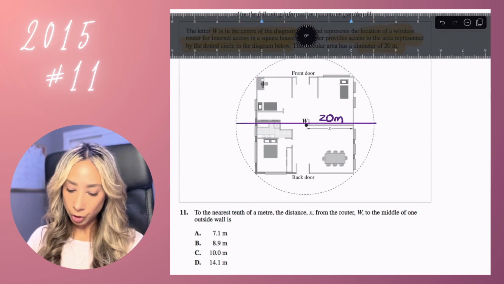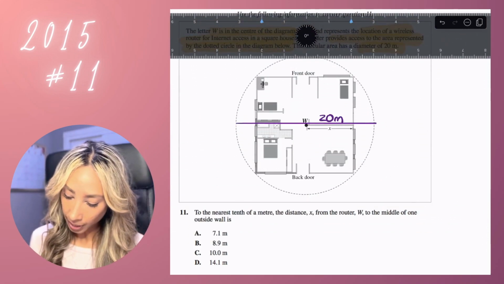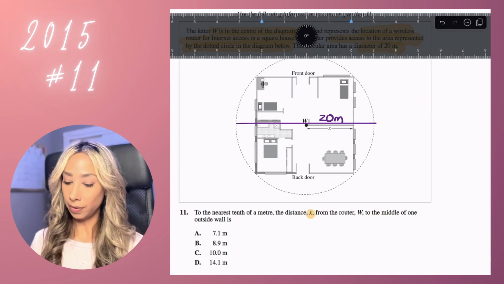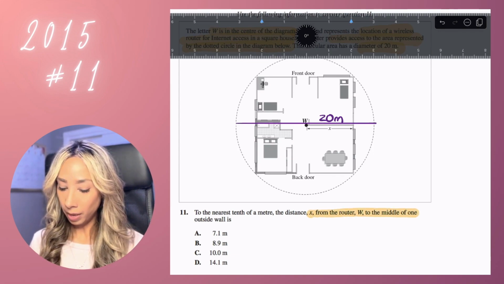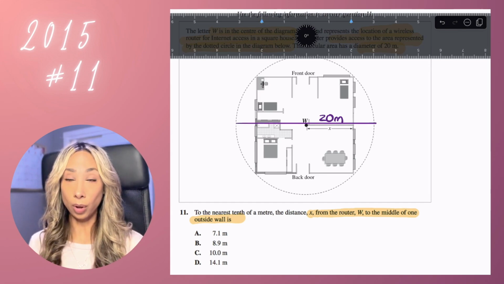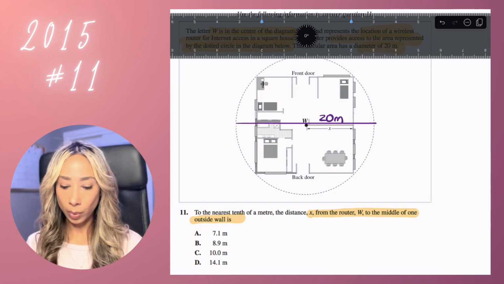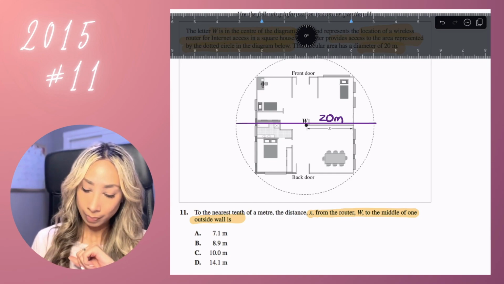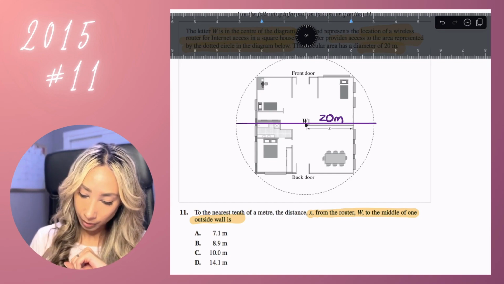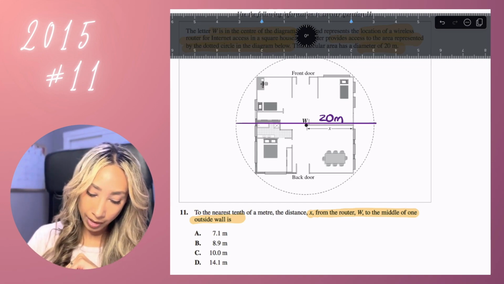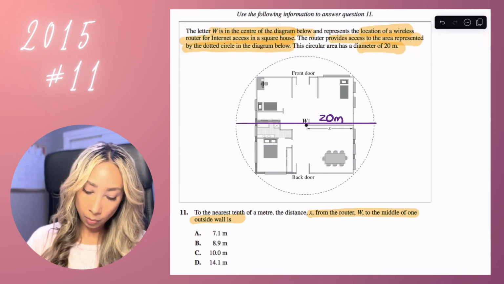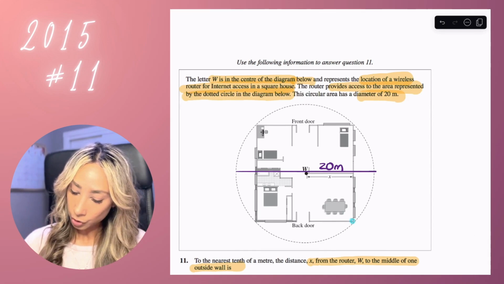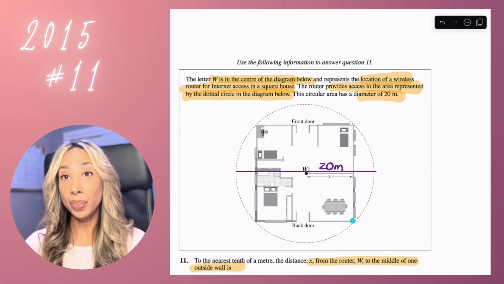Okay, so our job in this question is we want to figure out, to the nearest tenth of a meter, the distance from the router to the middle of one of the outside walls. Okay, so you're thinking, well, what does that mean? Well, let's think. We want it to the middle of one of the walls. So if that's the case, then what we're going to want to figure out is just a corner there. We want to know that distance.